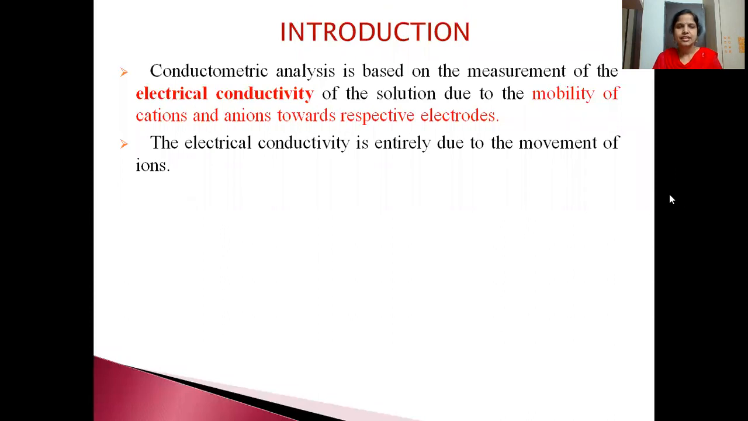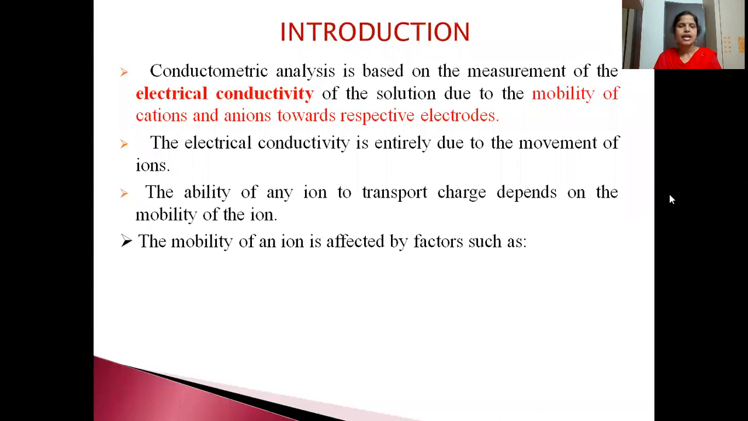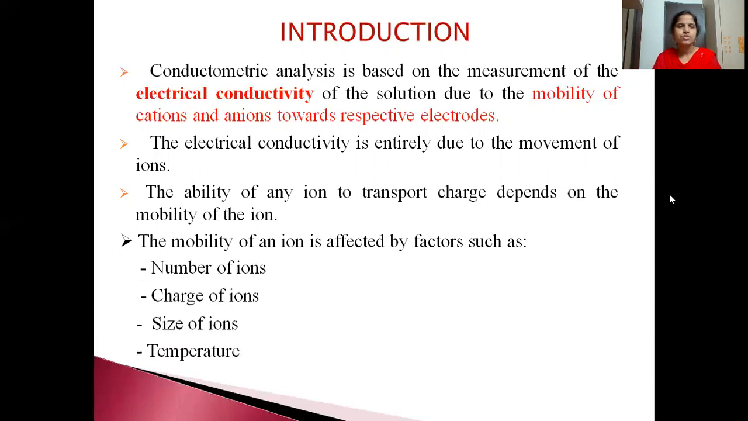The electrical conductivity is entirely due to the movement of ions. And the ability of the ions to transport charge from one electrode to the other depends on the mobility of the ion. The mobility of the ion depends on some factors such as the number of ions, the charge of ions, the size of the ions, and the temperature.